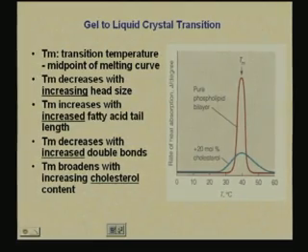You have to look at the feature and decide whether that ordering is easier to break or difficult to break. If it is easier to break, the Tm will decrease. If it is harder to break, the Tm will increase. If you have an increased number of double bonds, a larger number of kinks in the structure, it disrupts the ordering. Tm will decrease.